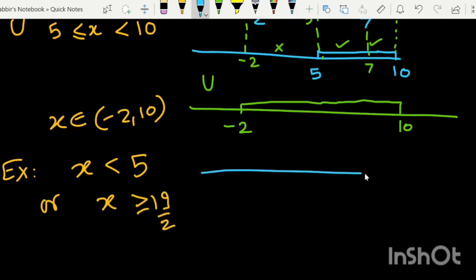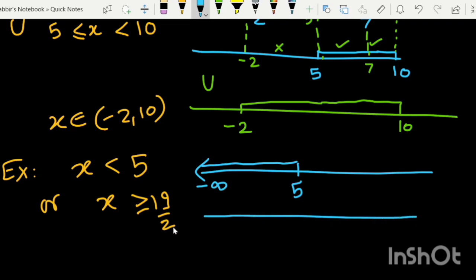Again we will plot this 5. x less than 5, so we will take all the solutions on the left of 5, minus infinity to 5. Now 19 by 2 is equal to 9.5, so it is on the right side of 5, somewhere here. Let's say 19 by 2. Now x is greater than or equal to 19 by 2, so all the values greater than or equal to 19 by 2 we will take. So 19 by 2 to infinity it will be, and 19 by 2 is included.